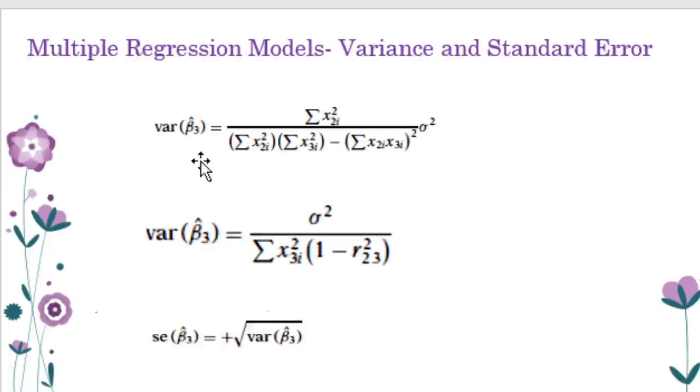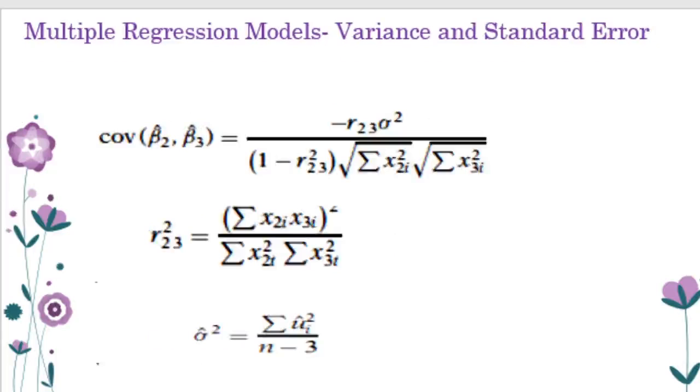Likewise, the variance of beta 3 cap equals sigma x2i square divided by sigma x2i square sigma x3i square minus sigma x2i x3i the whole square, into sigma square. The variance of beta 3 cap can also be written as sigma square divided by sigma x3i square into 1 minus r23 square, where r23 is the sample coefficient of correlation between x2 and x3. The standard error of beta 3 cap equals the root of the variance of beta 3 cap. And the covariance of beta 2 cap and beta 3 cap equals minus r23.